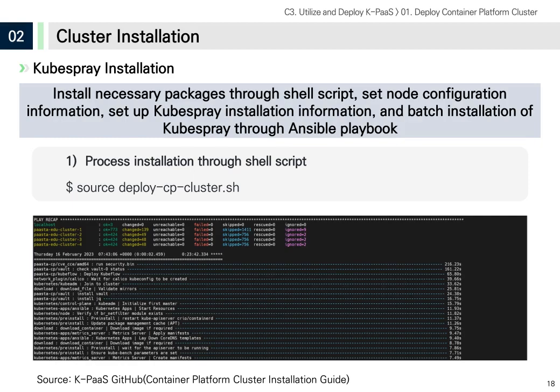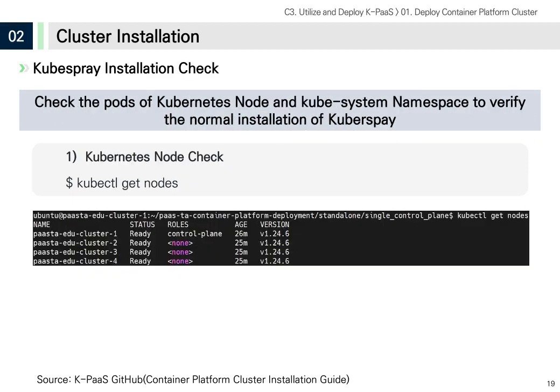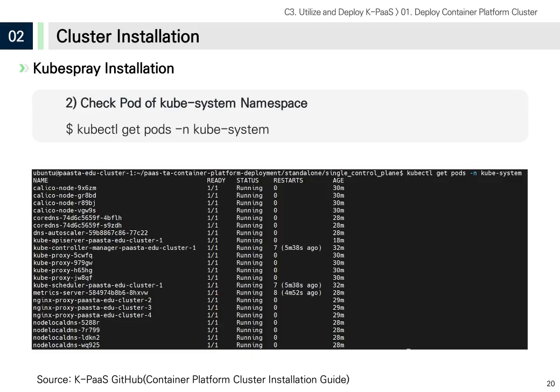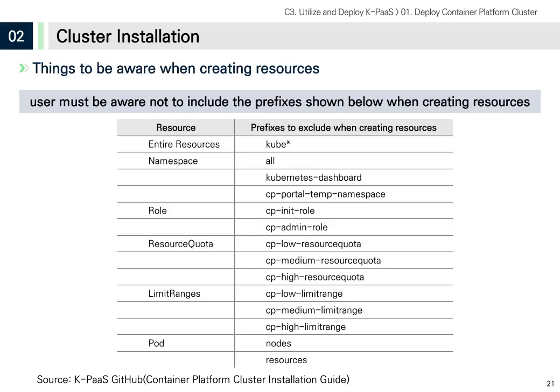First, proceed with the installation through the deploy CP cluster shell script. Next, we'll see how to verify the KubeSpray installation by checking the Kubernetes nodes and the pods in the kube-system namespace. You can check your Kubernetes nodes with the kubectl get nodes command. The pods in the kube-system namespace can also be checked with kubectl get pods. When creating resources by yourself, make sure not to include prefixes shown in the textbook.